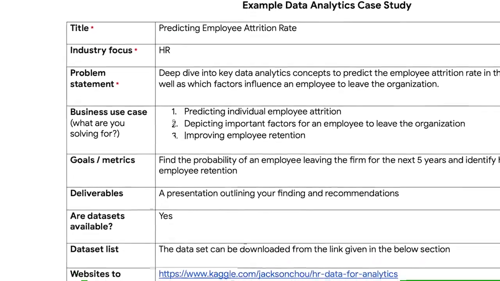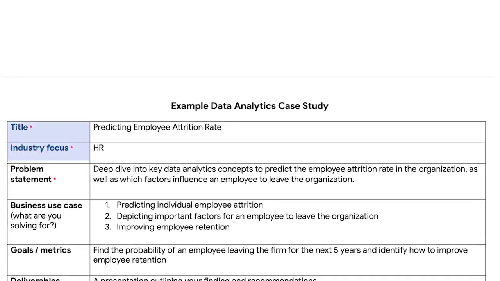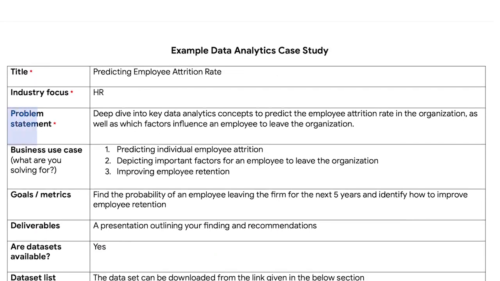This case study has all of the information we'd need to perform this task. It starts here with the title and the industry focus, predicting employee attrition rate for human resources. It also includes a problem statement outlining what the overall goal is. In this case, they're asking for a deep dive into key data analytics concepts to predict the employee attrition rate in the organization and which factors influence an employee to leave the organization. So basically, this case study is interested in predicting the rate at which employees might leave the organization and why.